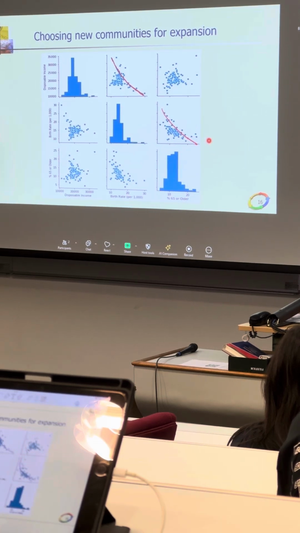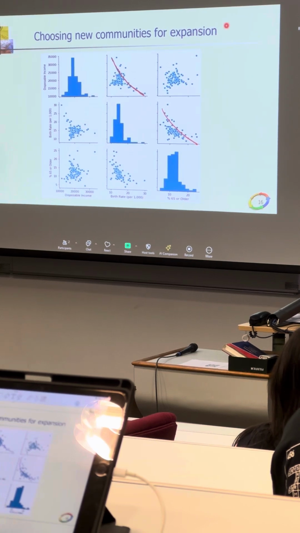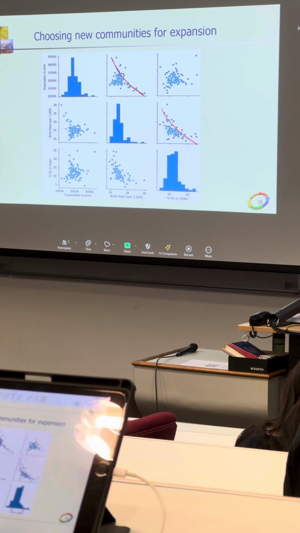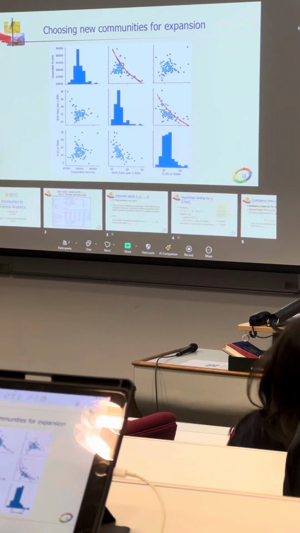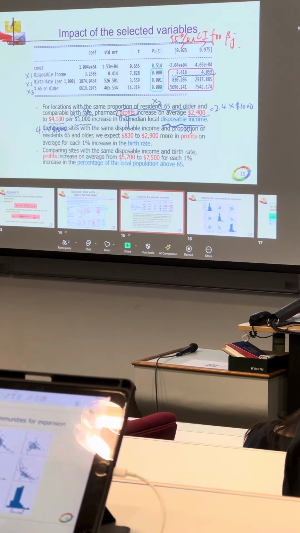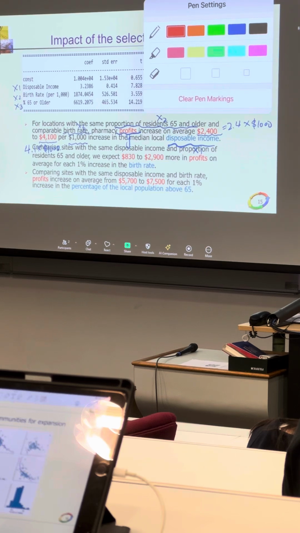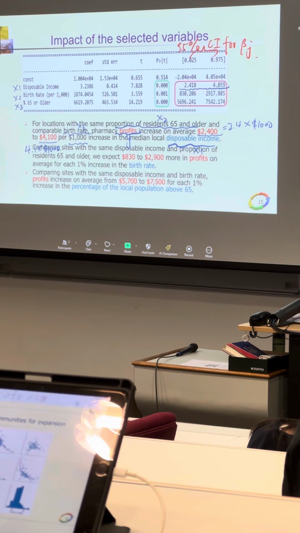So it tells you that we need to trade off between the variable percentage of 65 or older and birth rate, or birth rate and the disposable income. So what can we do then? When we choose a new location for expansion, which predictor should be our priority, right? That corresponds to ranking the importance of the predictor to the response variable y. Now, we have some formal techniques, but that will be out of the scope of this course. So here we only talk about something you can rely on if you only have this output.